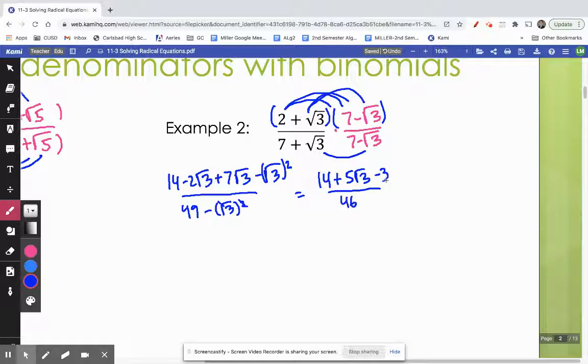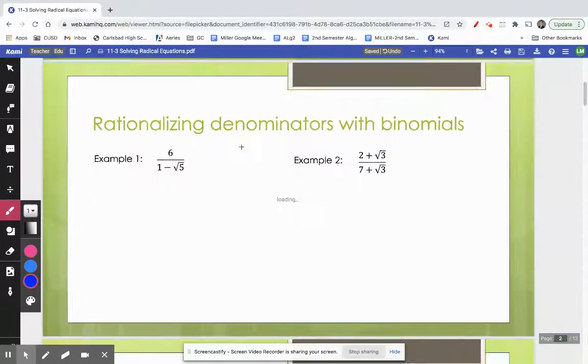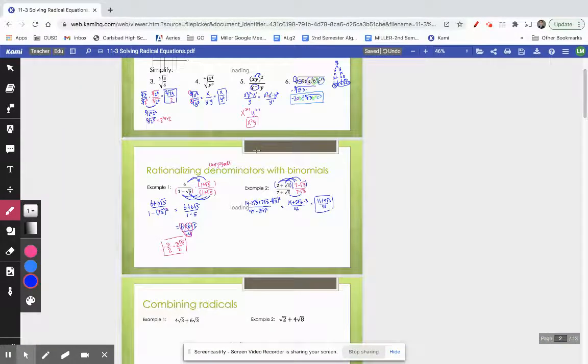And on top, we just have 14 minus 3, so we're going to get 11 plus 5 root 3 over 46. All right, 11 and 46 and 5 and 46 don't reduce, so that's good, and we can leave our answer together like that or separate it. Separating it is easier to reduce it, but this one we can't go any farther. Okay. All right, so when we have rationalizing the denominator with the binomial, remember conjugate, okay?